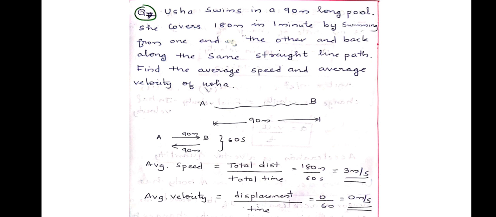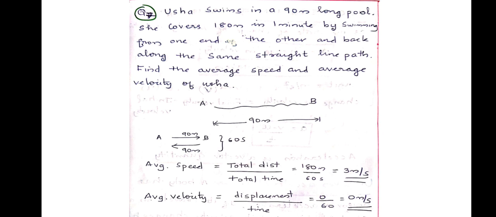We know that. What is average speed? It is the total distance by total time. What is average velocity? It is the arithmetic mean of initial and final velocities. We studied earlier, average velocity is equal to initial velocity plus final velocity by 2, or the displacement by time.